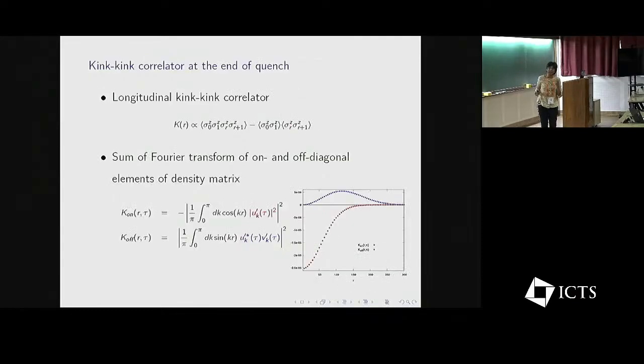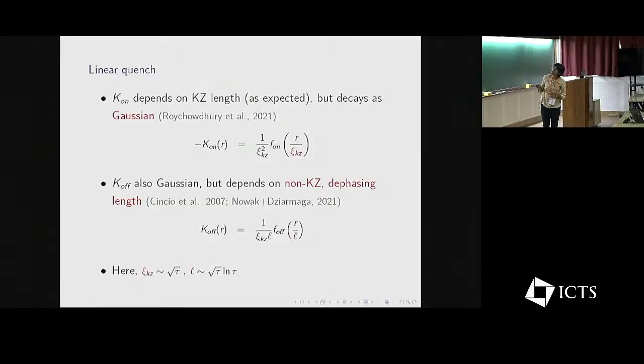Today, I'm interested in the kink-kink correlator. It's a 4-point function, but it turns out you can do something simple here. This is in the longitudinal direction. This kink-kink correlator has two parts. If I write down the density matrix for this two-level system, one term depends on the diagonal elements, and then there's a part which depends on the off-diagonal elements. For linear quenches, what is known is that the diagonal part depends on the KZ scale, which is expected. However, what is unexpected is that this scaling function is a Gaussian. The off-diagonal part is also Gaussian, but there's an additional length scale which goes like root tau log tau, with an additional log tau here.